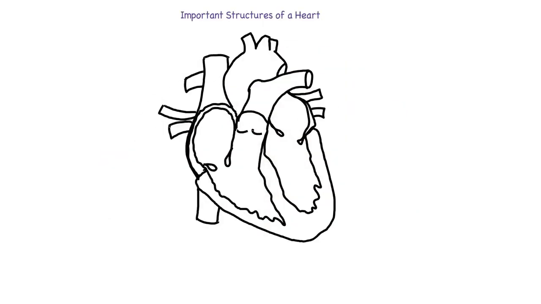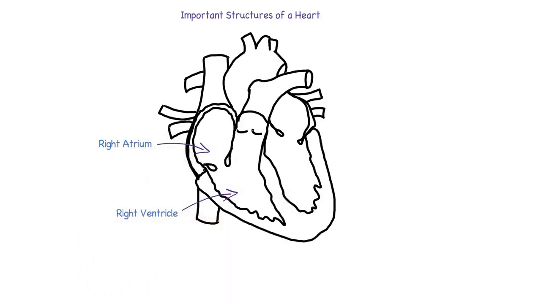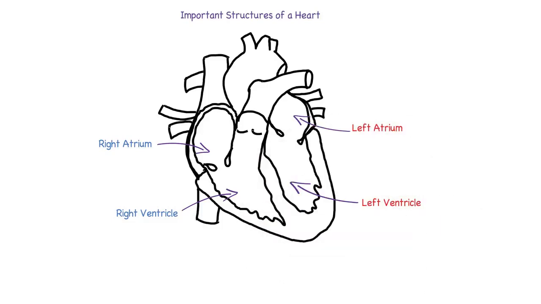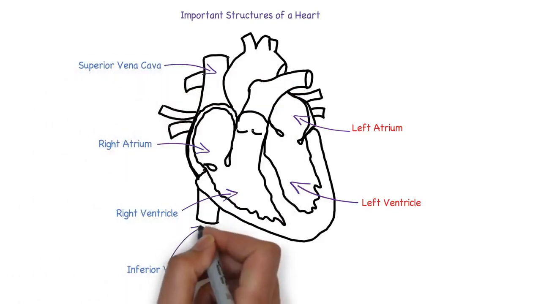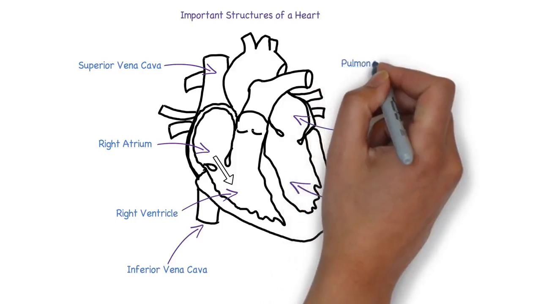The important structures of the heart are the following. The heart has four chambers: right atrium and right ventricle. These two make up the right heart. Left atrium and left ventricle make up the left heart. Blood from the body arrives in the right heart via the superior and inferior vena cava. These are the ones that bring blood to the right atrium. Now blood goes to the right ventricle from the right atrium. The right ventricle then pumps this blood out to the lungs through the pulmonary artery.